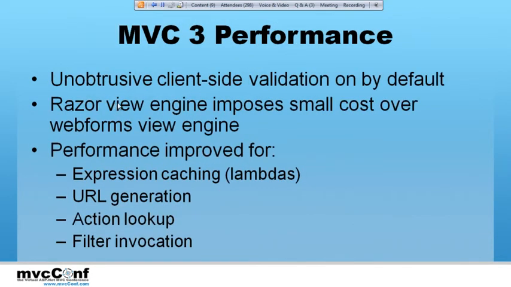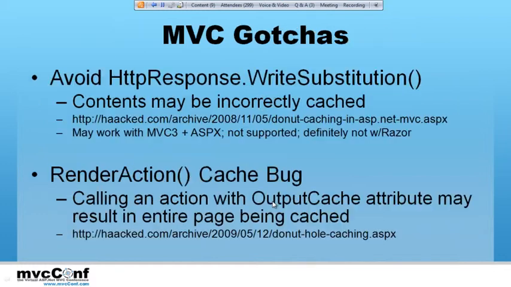So the main things that affect the performance of MVC3 include the client-side validation on by default and the Razor View Engine. A number of other things were improved, such as expression caching, URL generation, action lookups, and filter invocation.